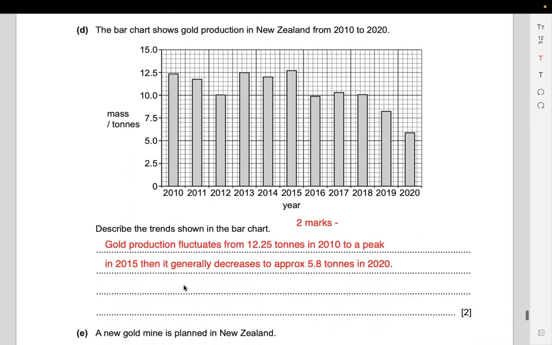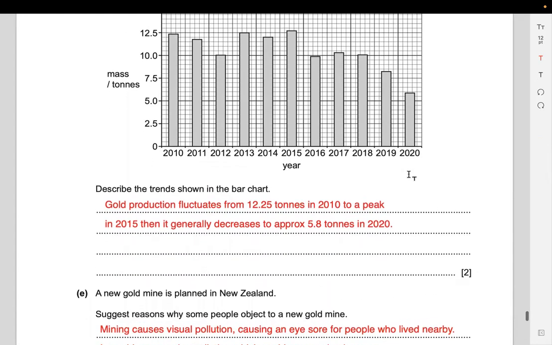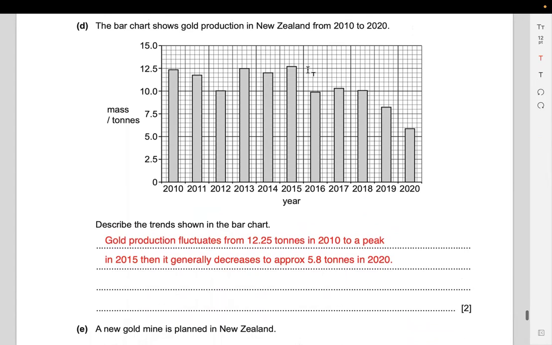Gold production. Describe the trends. Well, it's 2 marks. So they don't want much. So, I mean, it's a fluctuating graph and overall there's a decrease, basically. And then just for good measure, I've thrown in some numbers because often a graph question requires numbers. So gold production fluctuates from 12.25 tons in 2010 to a peak in 2015, and then it generally decreases to 5.8 tons in 2020. But you probably could have got away with it fluctuates and there's an overall decrease.